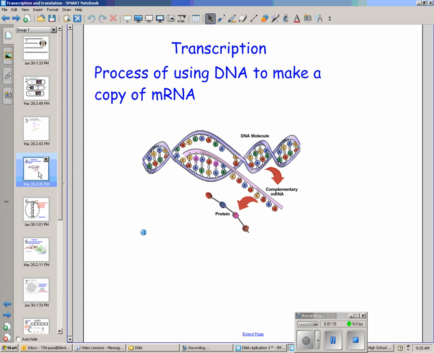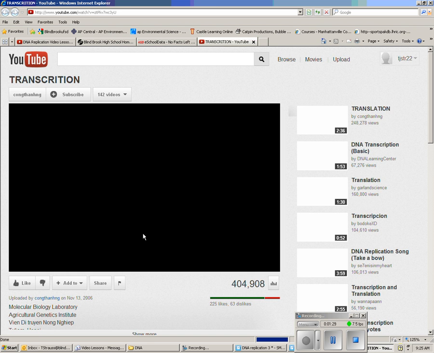So transcription is going to be the process of using DNA to make a copy of the mRNA. And we can look at an animation.